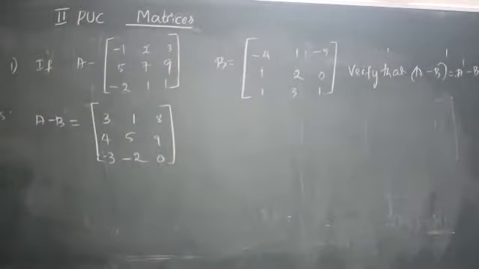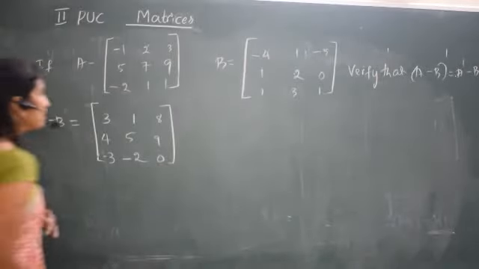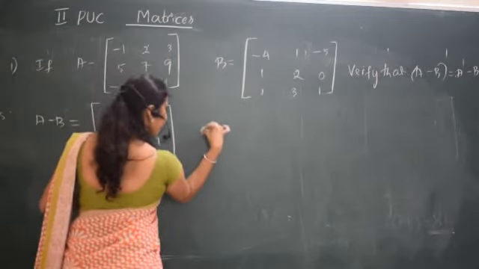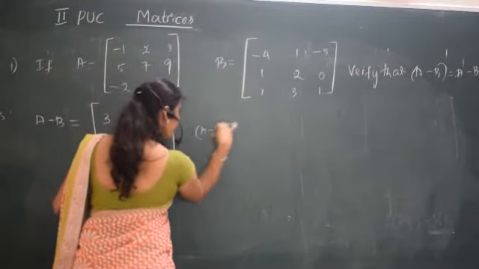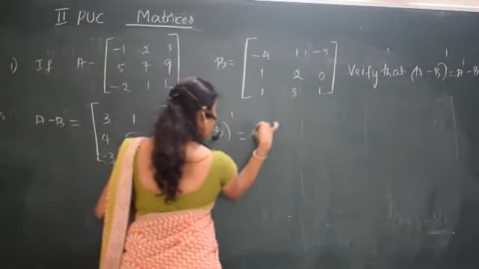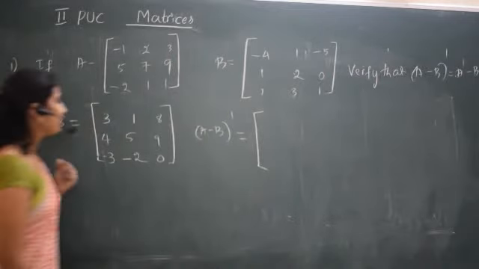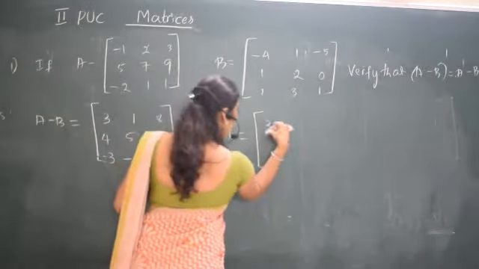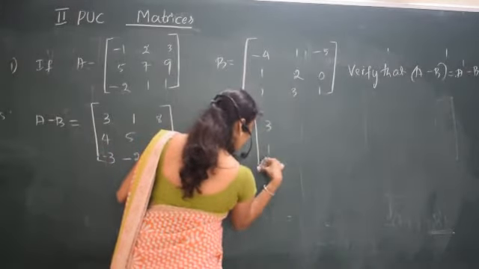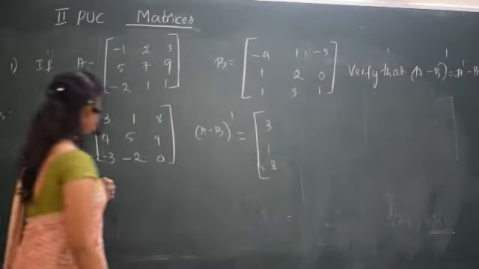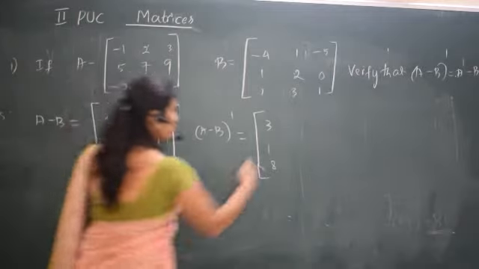After that, A minus B whole transpose is obtained by interchanging rows and columns of this. So 3, 1, 8 becomes a column. Then 4, 5, 9 becomes a column.